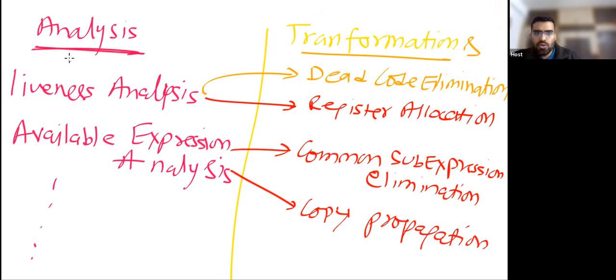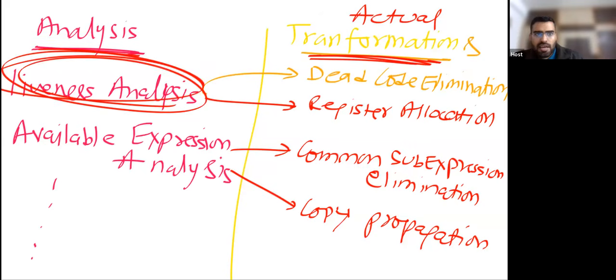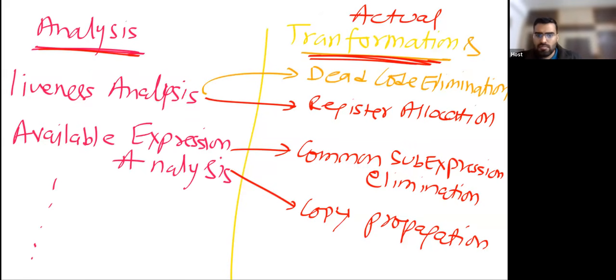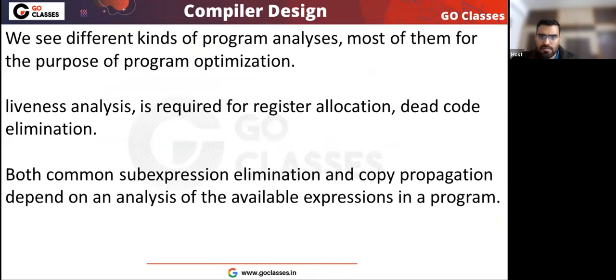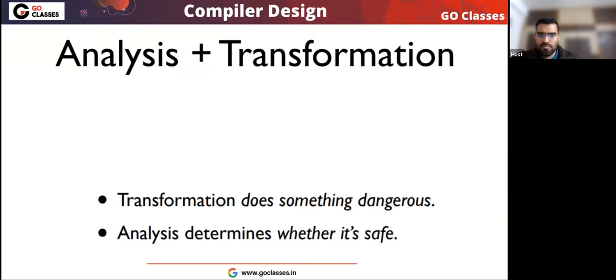So you can notice these are the analyses and these are the actual transformations. Now, very important: optimization simply means do the analysis, then based on that analysis, do the transformation. For example, do the liveness analysis and then do the dead code elimination. Is this clear? So optimization simply means analysis plus transformation.